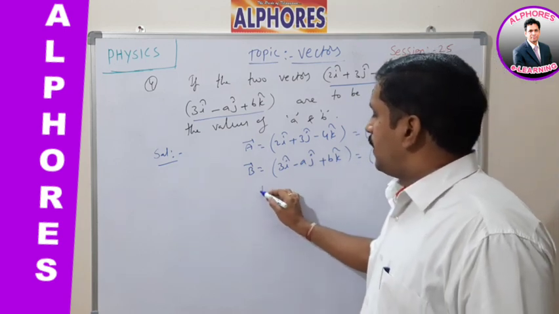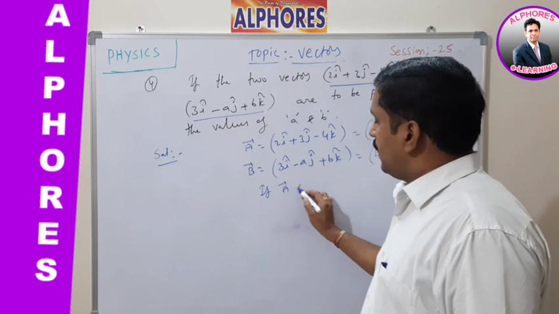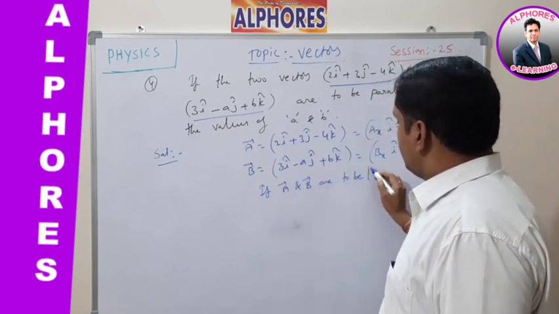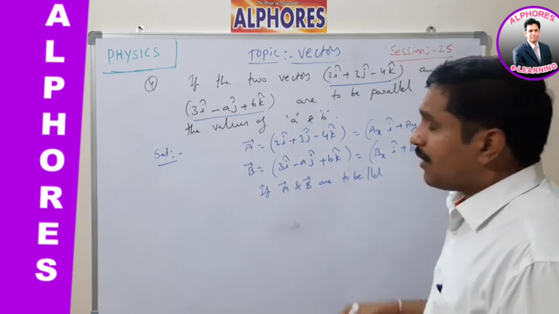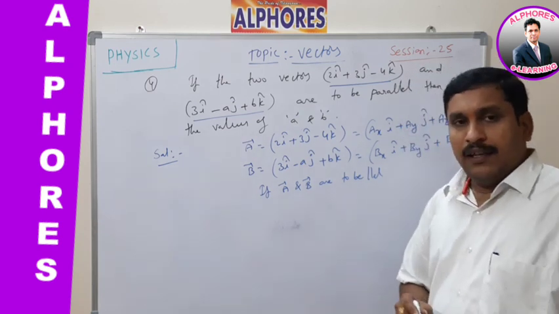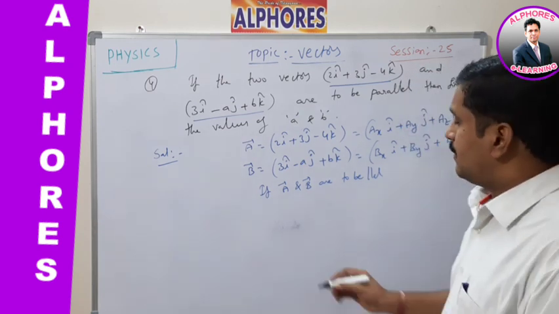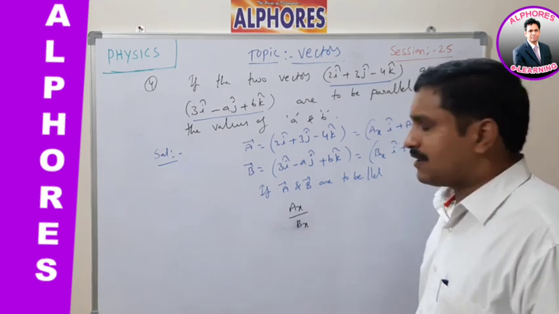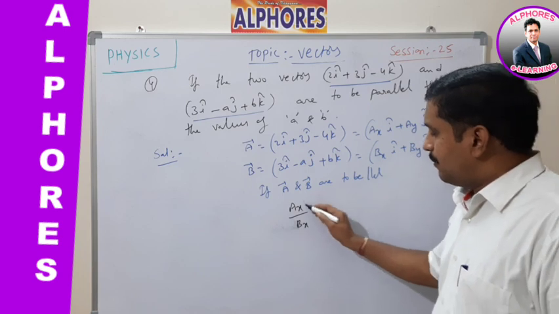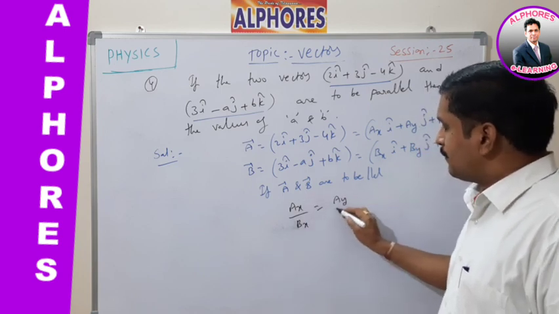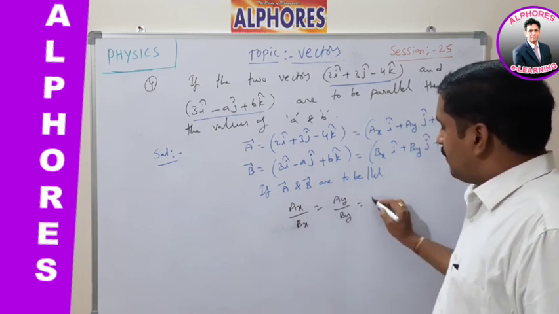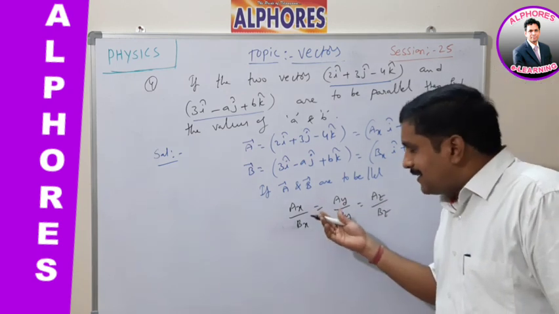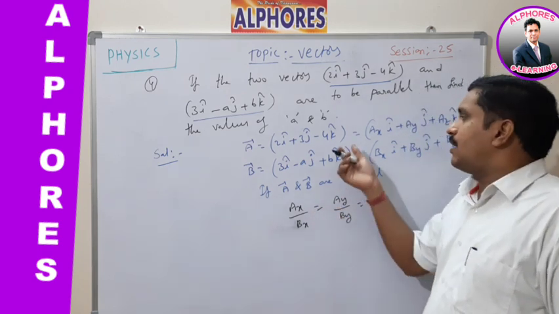Suppose A bar and B bar are to be parallel. What is the condition? Please tell me. It was already completed in the last class. If the two vectors are parallel, then what is the ratio of coefficients of these two vectors? Equal. That means Ax by Bx is equal to Ay by By is equal to Az by Bz. Now from this expression only you have to calculate the values of A and B.